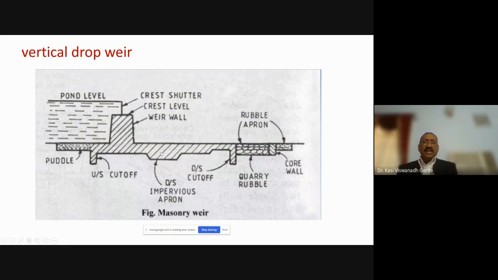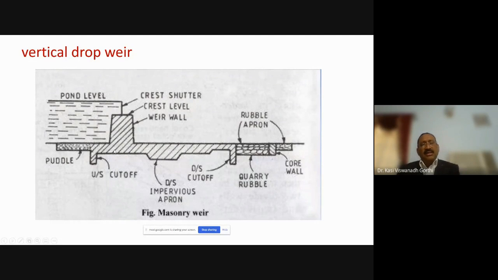So during our design, we need to verify and check how much length it should be extended on the upstream side, how much length it should be extended on the downstream side. If these piles and cutoffs are provided, what should be the depth of the cutoff at this portion? What should be the depth of the cutoff at this portion also is to be arrived at. So the top width of the weir wall and the bottom width of the weir wall are to be found.